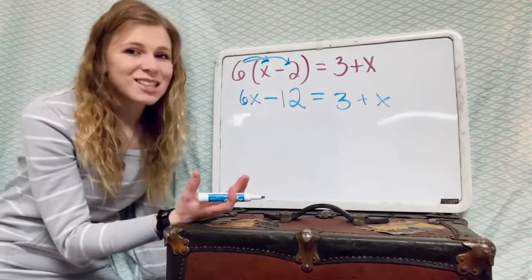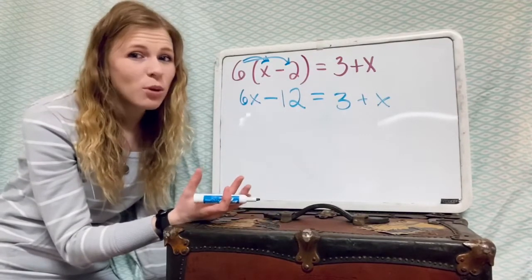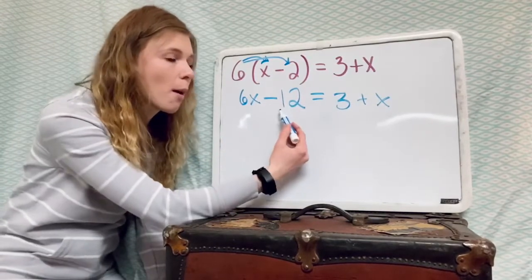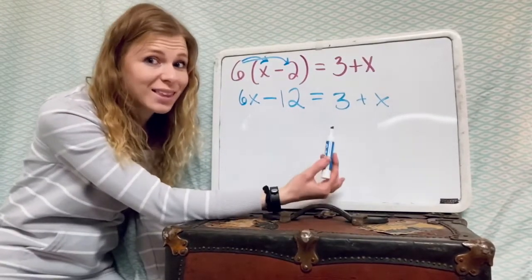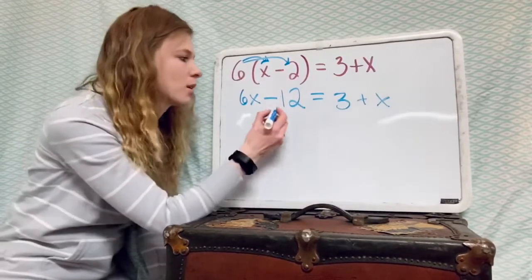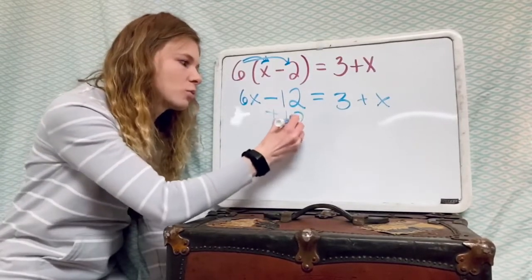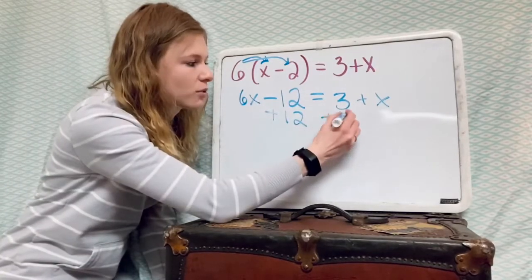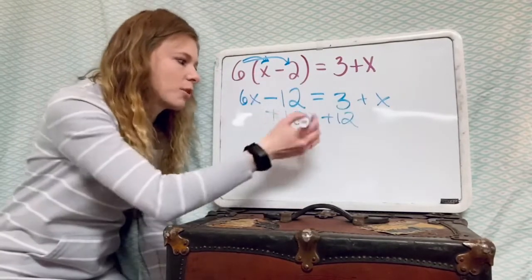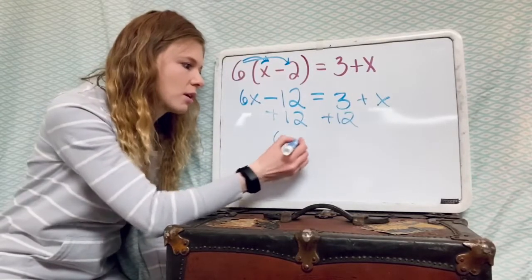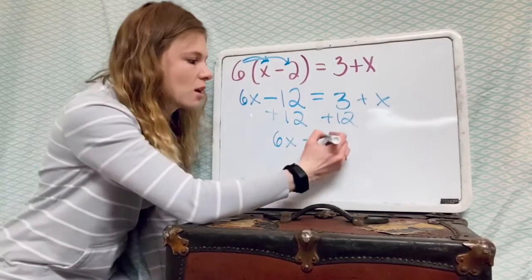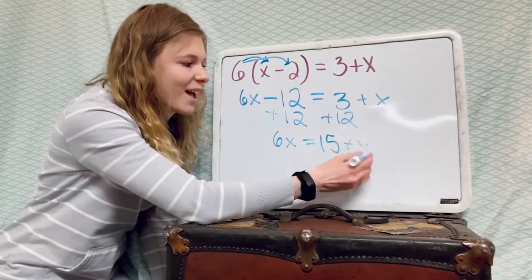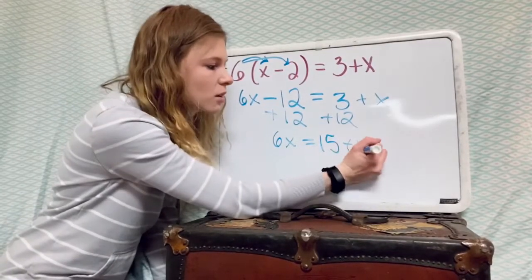Now I have to decide which one to move. Honestly, I would rather move the minus 12 because I know I would turn this into a plus 12, and I like that. I'm going to be adding. So I'm going to add 12 because it's the opposite of minus 12, and then I'm going to add 12 to the other side. All I'm left with over here is a 6x. Bring down my equal sign. I have a 15 plus x because I haven't used this x yet.